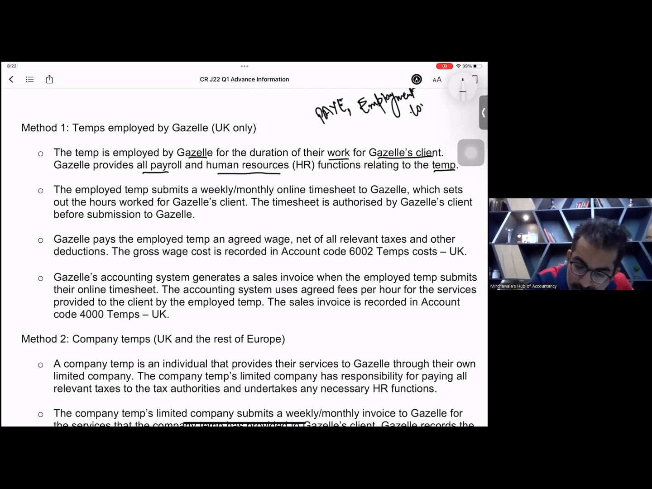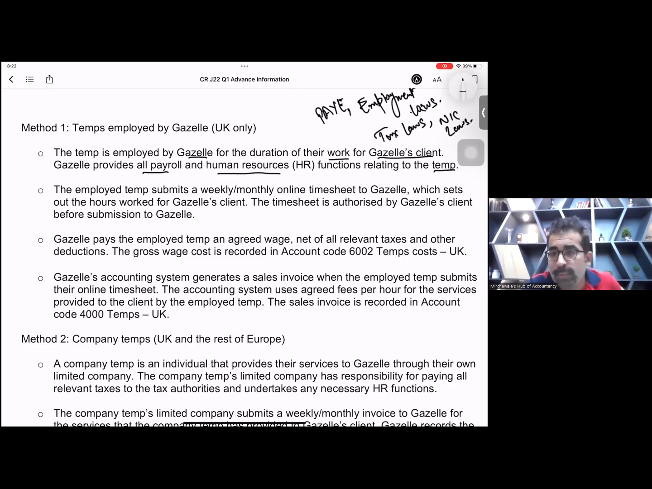because in the UK, the laws are very different. Tax laws, NIC laws, okay? For all these things, Gazelle is now responsible. So the auditor needs to verify that all these things, pay, NICs, and the rates of pay, are calculated correctly or not.